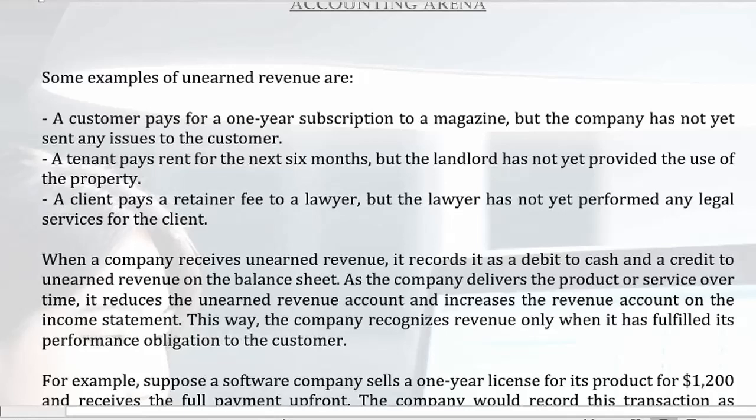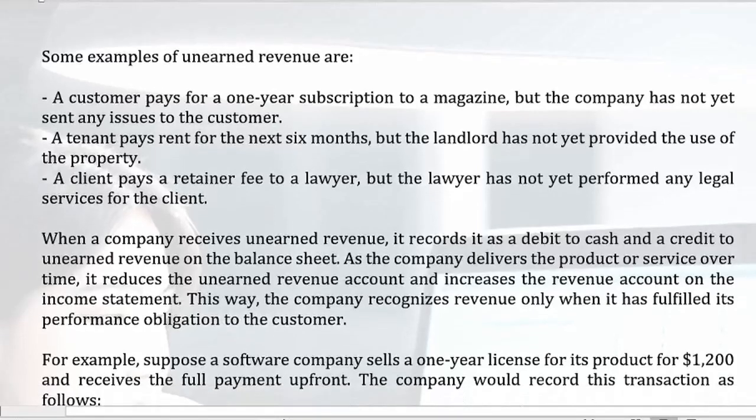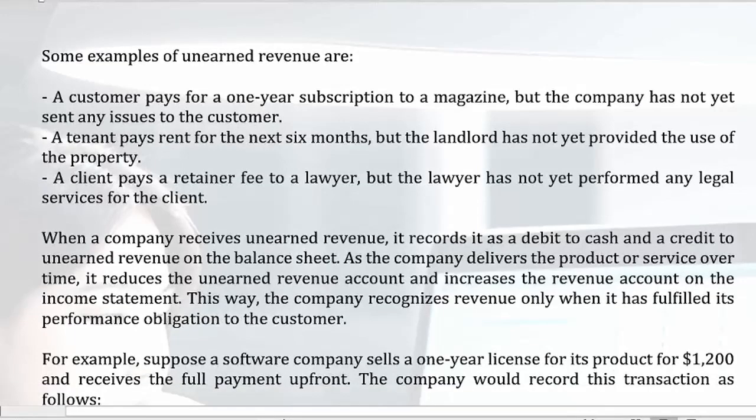Some examples of unearned revenue are: a customer pays for a 1-year subscription to a magazine, but the company has not yet sent any issues to the customer. A tenant pays rent for the next 6 months, but the landlord has not yet provided the use of the property. A client pays a retainer fee to a lawyer, but the lawyer has not yet performed any legal services for the client. When a company receives unearned revenue, it records it as a debit to cash and a credit to unearned revenue on the balance sheet.